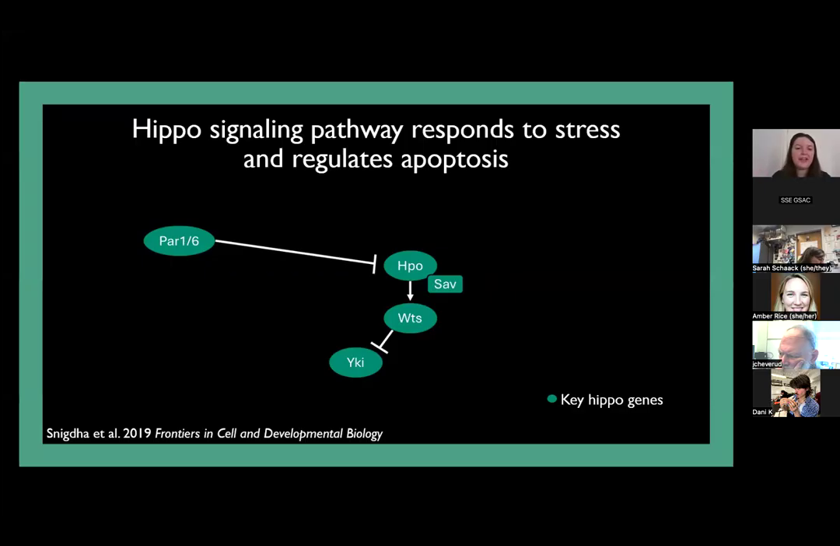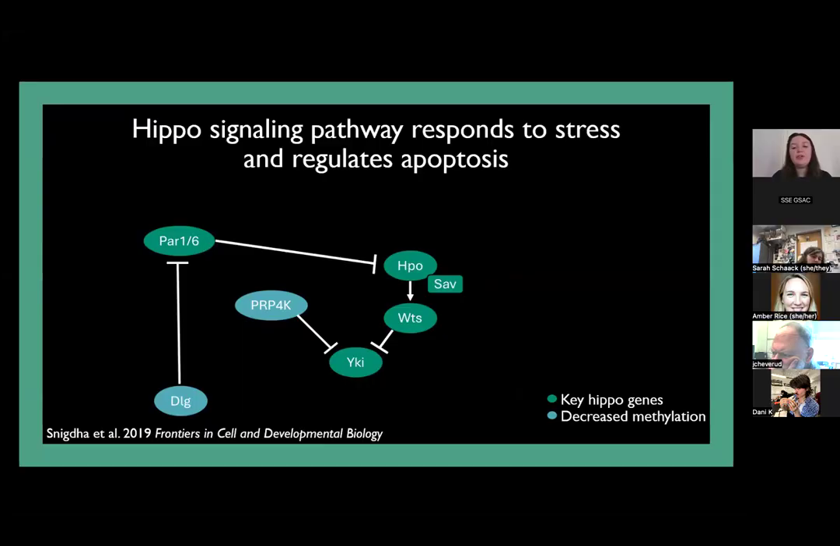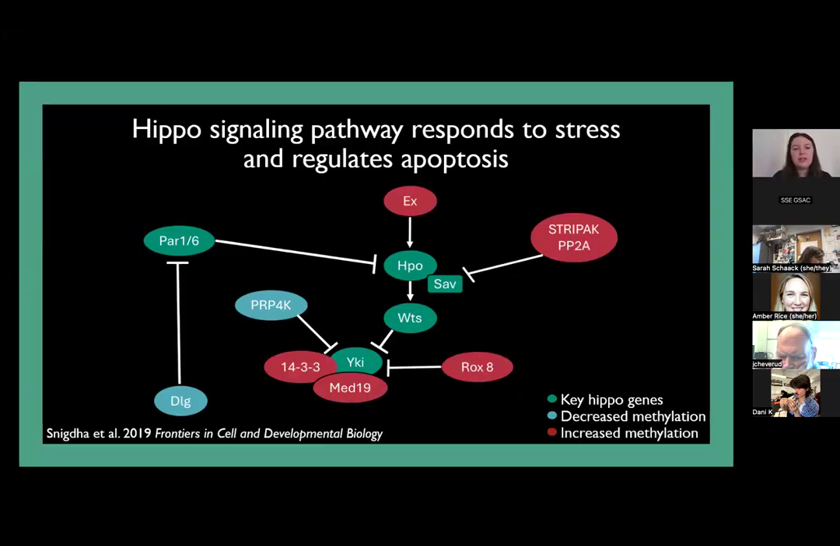Those are just genes I can't build this pathway without. These did not show any changes in methylation in our guys, but the ones that just showed up in blue had decreased methylation in response to heat, and then all the ones that just showed up in red had increased methylation in response to heat.